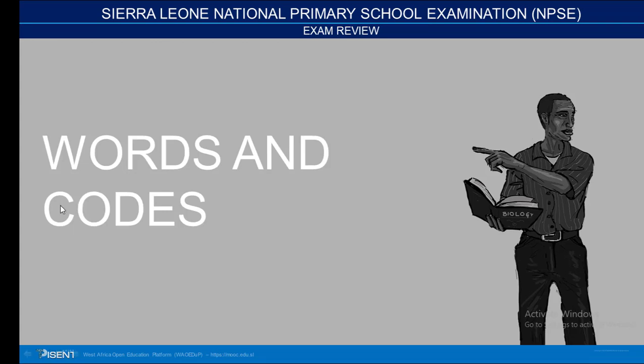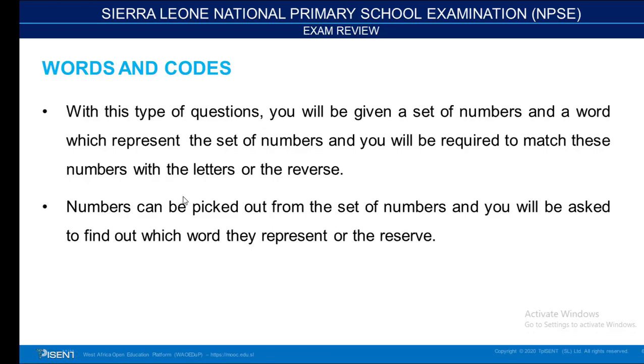We want to review by topic. First, we take words and codes. Now, for words and codes, with these types of questions, you will be given a set of numbers and a word which represents a set of numbers, and therefore you will be required to match these numbers and the letters, or the reverse happens. That is, they can give you a word and a set of numbers which represents that word, and you'll be required to match the letters and the numbers.